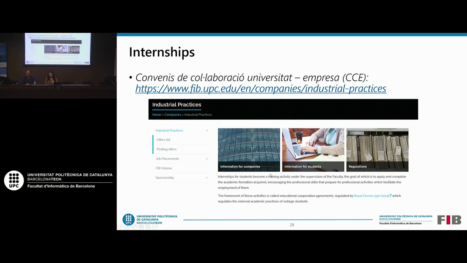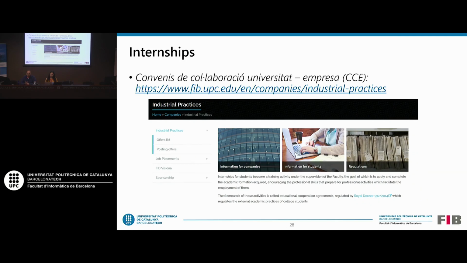So our faculty has a way to sign agreements for internships with companies directly. This is what in our jargon we call Convenis de Colaboración Universitat-Empresa, CCE. Okay? We have a website where we explain everything about the internship, but basically in an internship the student goes to a company to accomplish some objectives during that time. This web has the information for companies, for students, and also the regulations that you need to adhere to.